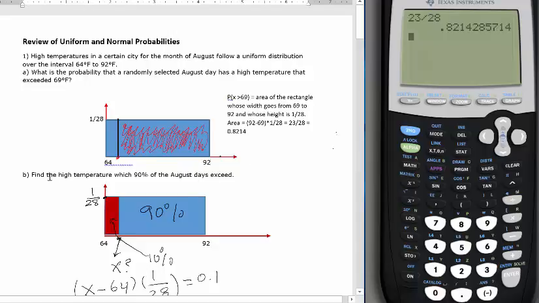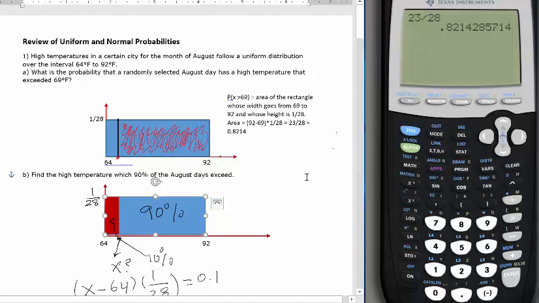The second part: find the high temperature which 90% of the August days exceeded. So we want the temperature where 90% of the temperatures are higher than it. This rectangle is 100%, the entire rectangle. This is the 90%. So we need to figure out the x value between the area shaded in red and the area shaded in blue. This value here, that temperature. So the red area is only 10% and the blue one is 90%. How did I come up with the 10%? 100% minus 90% is 10%.